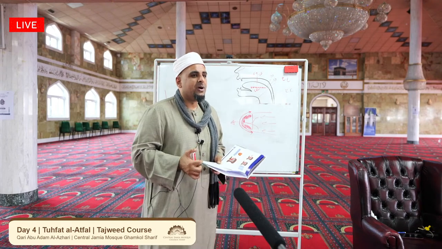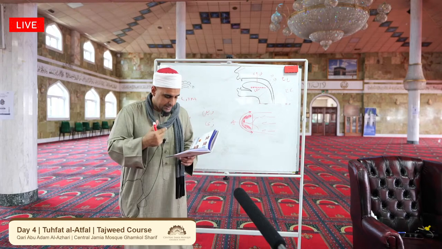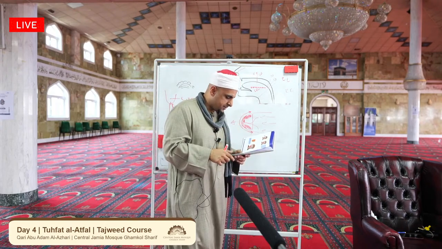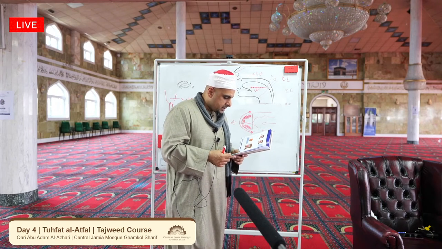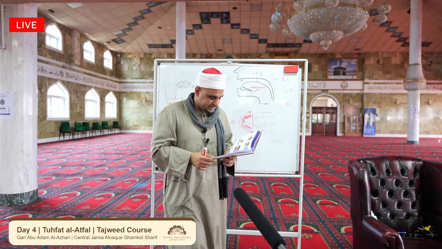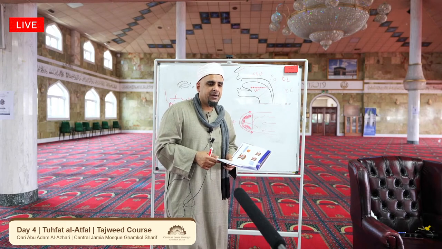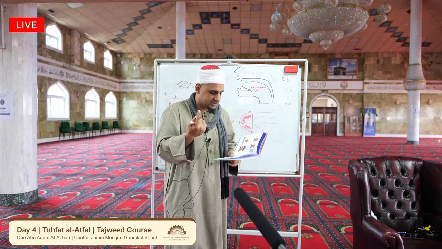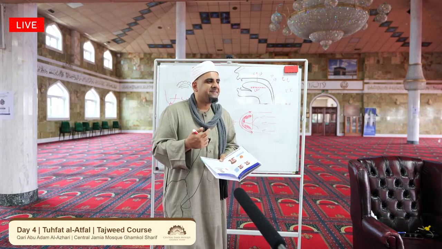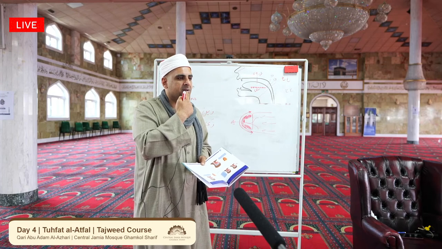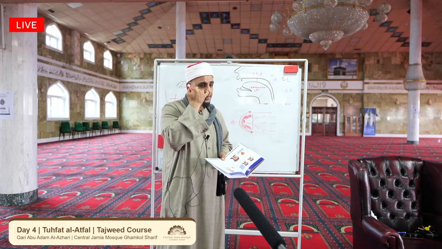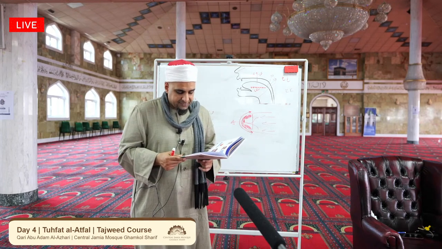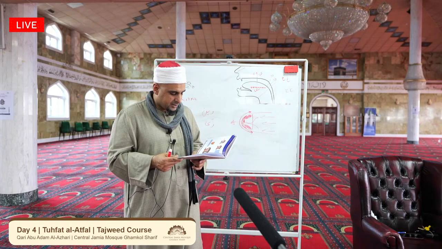The next one is wow. Wow, again, both of your lips are used in a circular fashion, in a round tube form. The next makhraj, 16, is the letter fa. Fa, again, is from the shafatain, but only one lip is used, okay? So fa is pronounced by joining the wet part of the lower lip with the edge of the thanaya al-ulya.